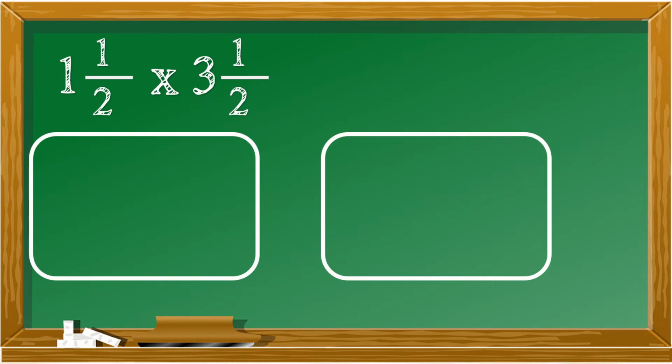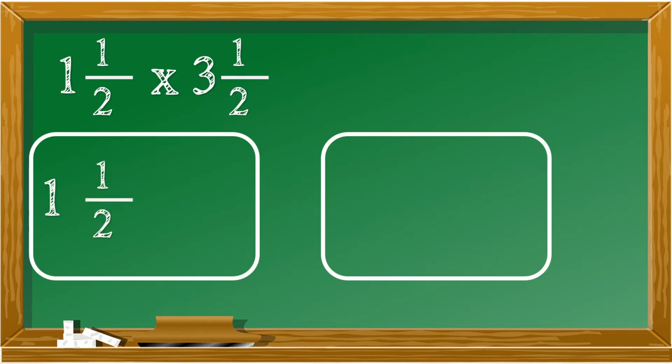In addition and subtraction, I told you to set aside first the whole number, but not in this case. We cannot multiply mixed fractions. We need to change this first into improper fractions. So we will change 1 1/2 and 3 1/2 into improper fractions before multiplying.